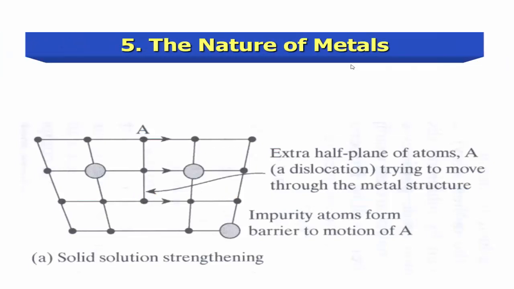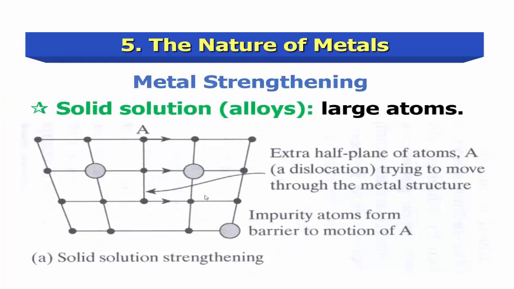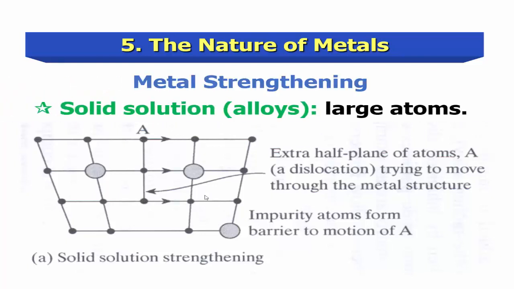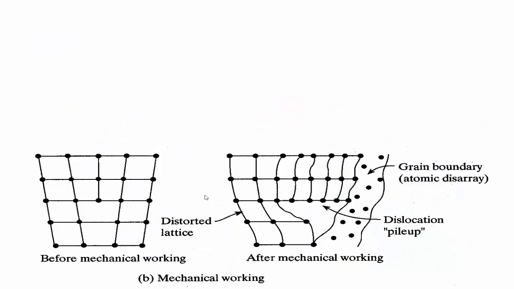This is an example of solid solution strengthening. Here we have the extra half plane of atoms and a dislocation trying to move through the metal structure. We have here also the impurity atoms forming a barrier to motion of the dislocation. And solid solution, I mean alloys. This is a large atoms.